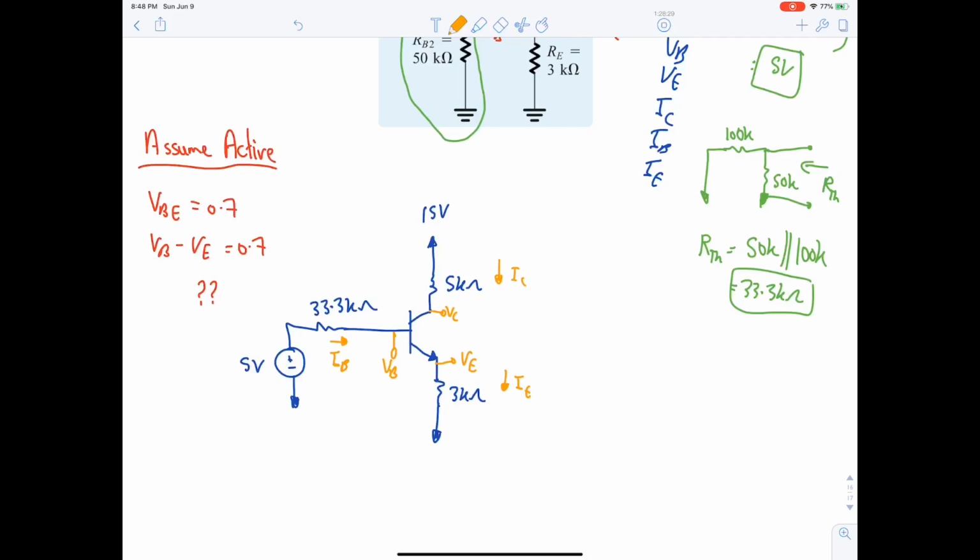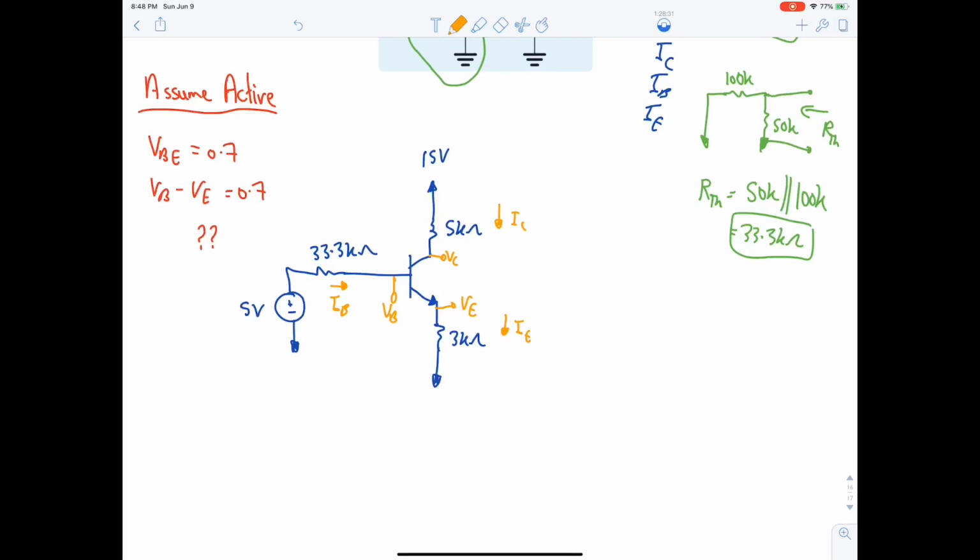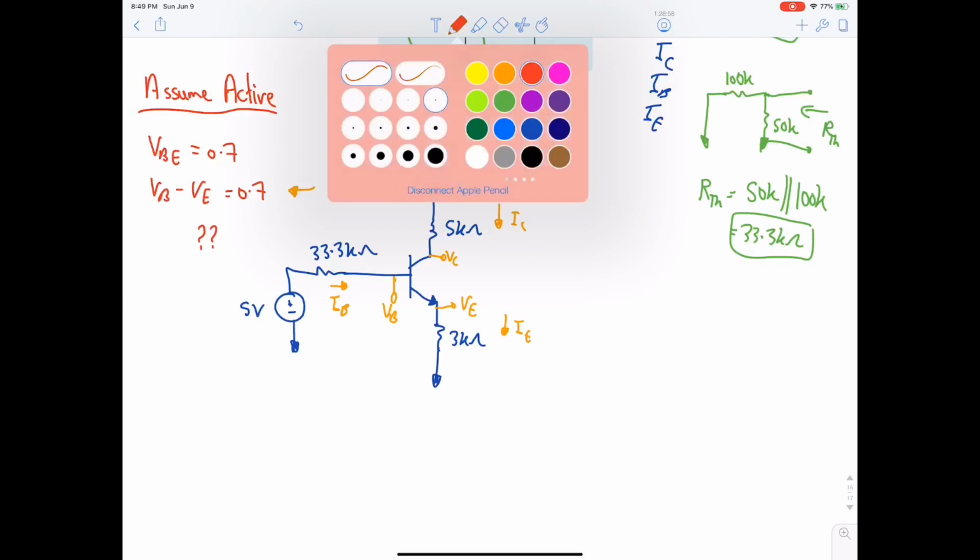Now let's try the VB equal to 0.7 again. VB minus VE is equal to 0.7. Is VB known? Until now, no, because of the resistor. And VE is still unknown, so we cannot solve it through this equation. So we still have to think of another method. Now, what are we going to do?